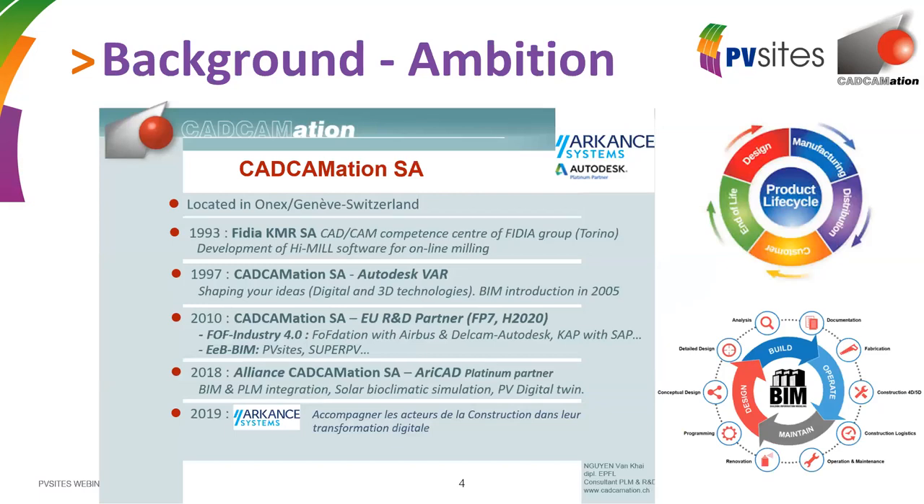About the background for Cat Commission. Cat Commission is a Swiss company based in Geneva and has always focused on product life cycle stories and management from design to end of life, and turned to the building industry, taking the challenge of BIM, which is parallel with the manufacturing industry. Speaking, of course, of build, operate, maintain, and design. Design first, of course. So today, Cat Commission is in the Arcan System group and is partly researcher and developer and partly reseller and distributor of Autodesk solutions.